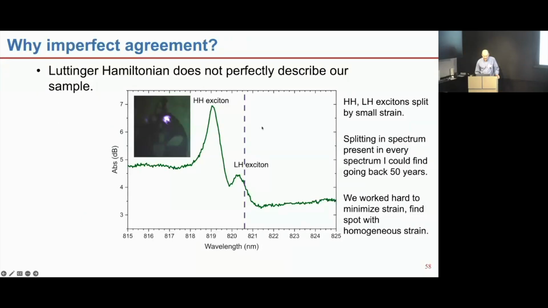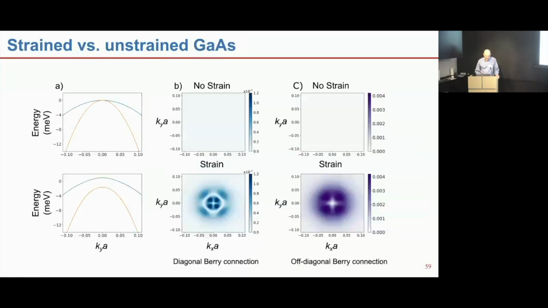So every gallium arsenide spectrum that I could find going back 50 years has a splitting between the light hole and heavy hole exciton because there's a little bit of strain in the sample. And that's not that easy to control. And that strain splits the degeneracy at the origin, which gives rise to changes in the band structure, including Berry curvature, which give rise to effects that are not captured by the Luttinger Hamiltonian.